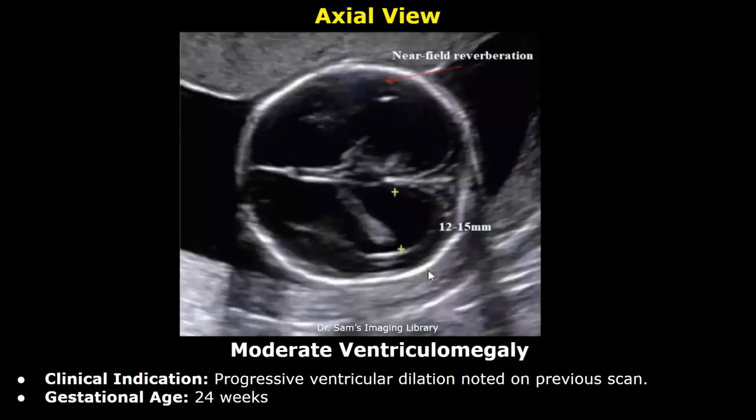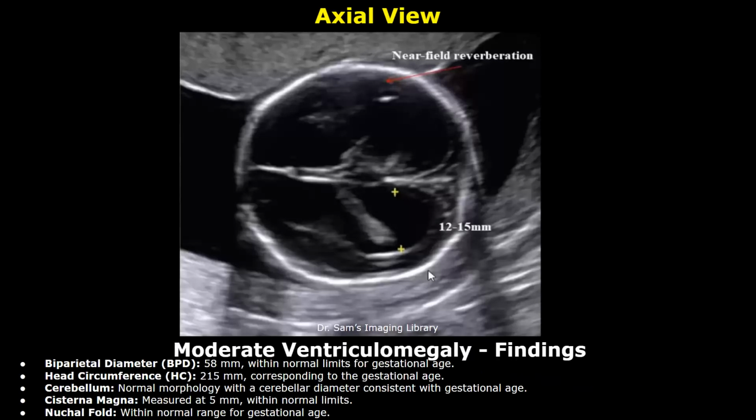Now we have a report for moderate ventriculomegaly. Clinical indication: progressive ventricular dilation noted on previous scan. Gestational age 24 weeks. These are the findings. The BPD and HC are normal. The cerebellum has normal morphology. The cisterna magna is within normal limits, and the nuchal fold is normal.